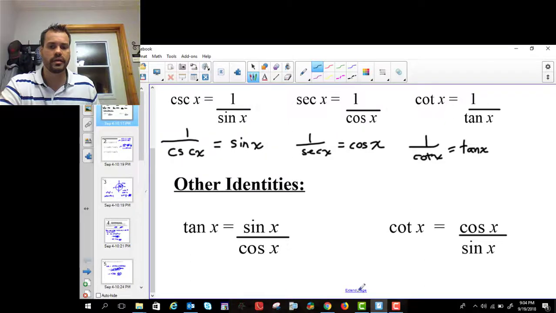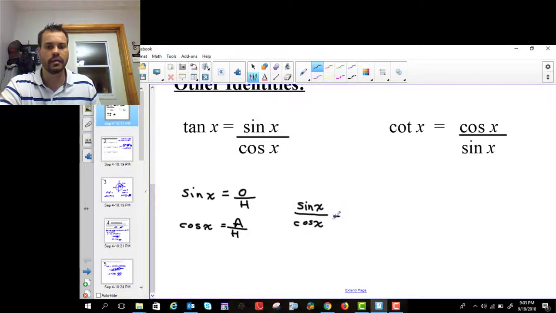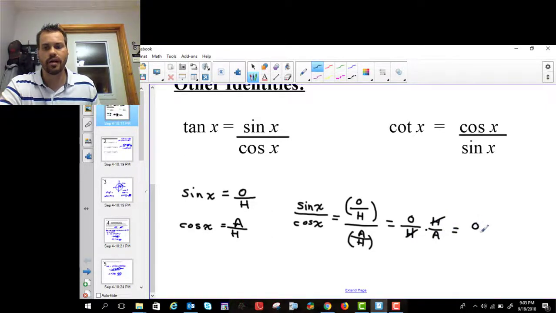And this is true, this tan x equals sine x over cosine x, because if you think about it, sine x is opposite over hypotenuse, and cosine x is adjacent over hypotenuse. So if I write sine x over cosine x out, I get opposite over hypotenuse divided by adjacent over hypotenuse. And when you're dividing by a fraction, you invert and multiply, so you get opposite over hypotenuse multiplied by the inverse of this, which is hypotenuse over adjacent. And what happens is the hypotenuse cancels, and you get opposite over adjacent, and that is tan x. So that's why this is true. This is the proof that tan x is equal to sine x over cosine x.